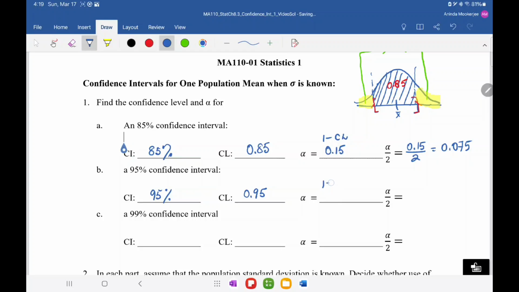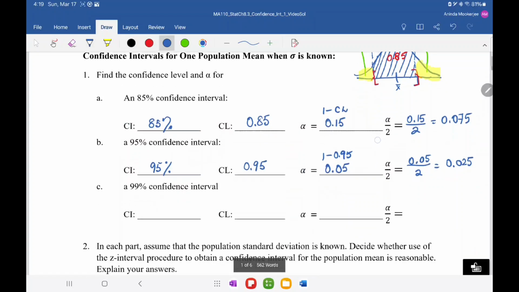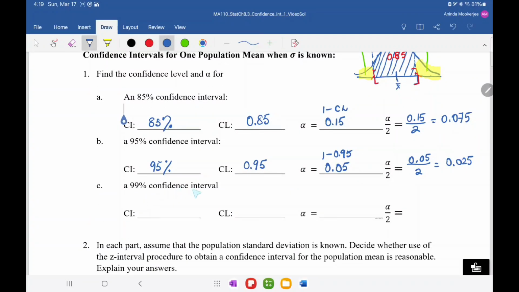Alpha is 1 minus 0.95, so 1 minus whatever the confidence level is. So it should give you a value of 0.05. Alpha by 2 is 0.05 divided by 2. Therefore, it's 0.025. All right. And finally, we have a 99% confidence interval.